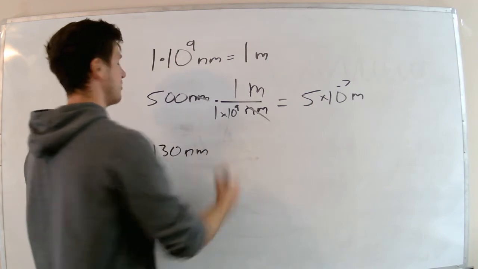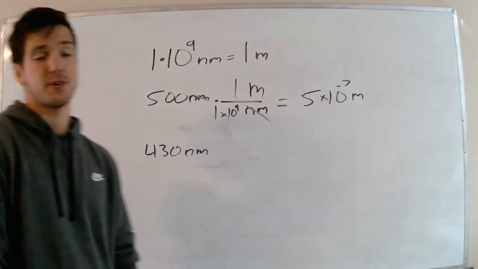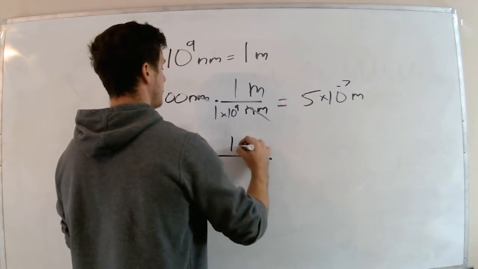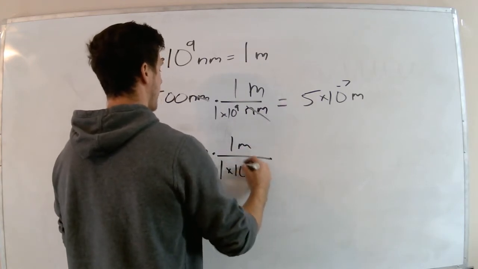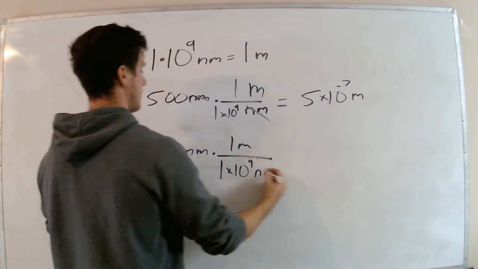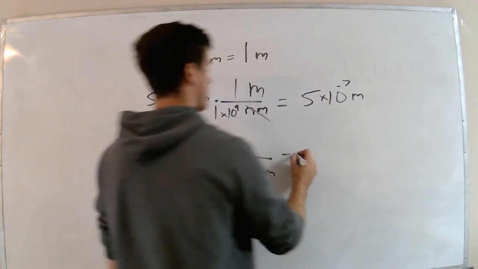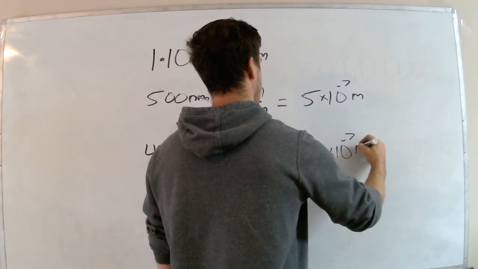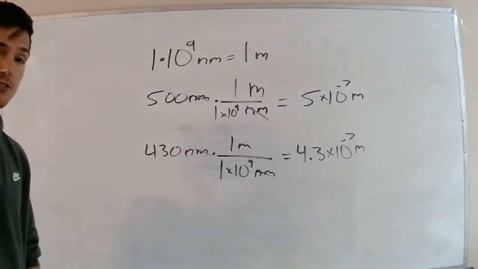Okay? We might get something else like 430 nanometers. Well, we got to change that to meters if we're going to plug it into any of our equations. Once again, we do the same dealio. We just divide by 1 times 10 to the 9th. And you should get 4.3 times 10 to the negative 7th meters.